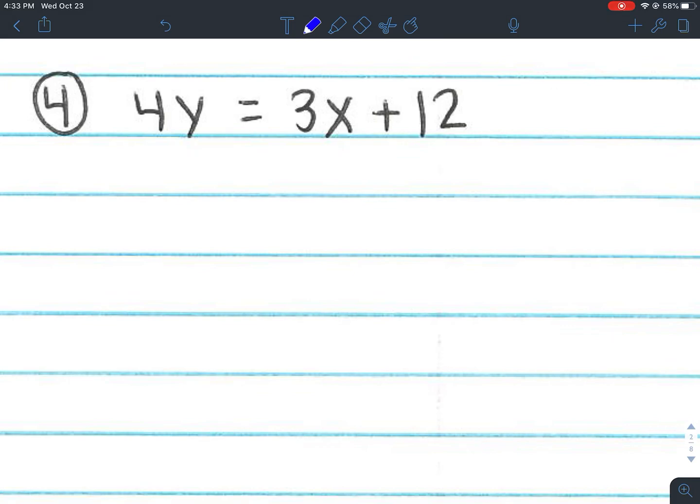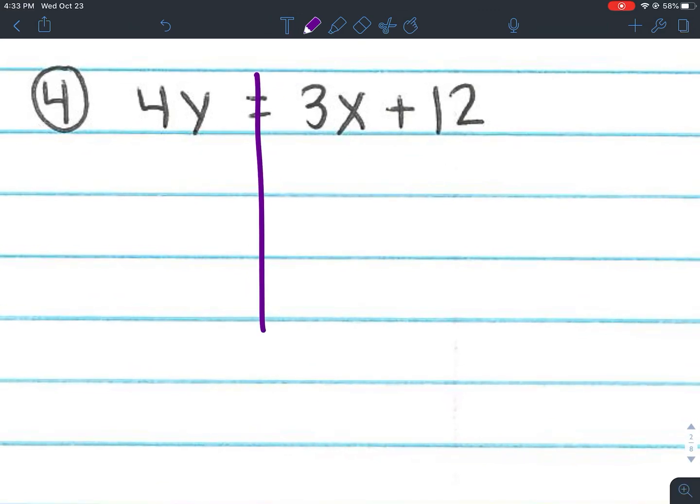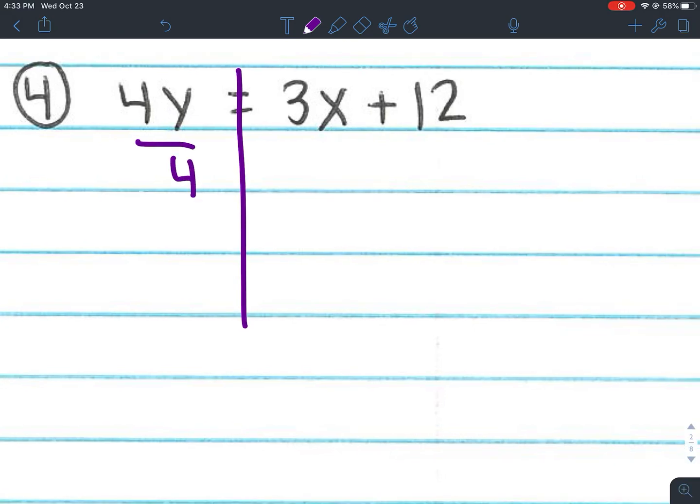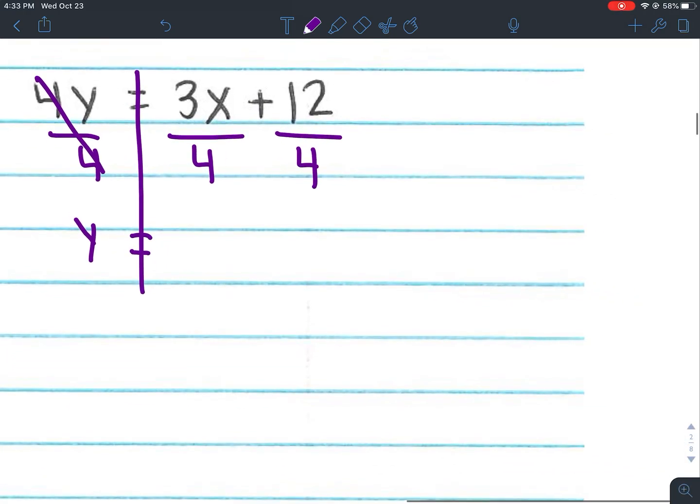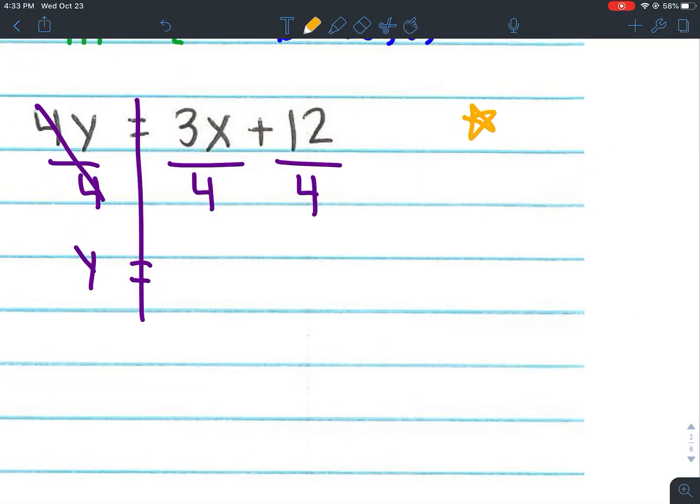Okay. Moving on to number 4, we have 4y equals 3x plus 12. Again, here we don't have y by itself, so I'm going to have to solve this one like an equation. So I'm going to go ahead and draw the line down the middle. Now 4 and y are connected by the operation of multiplication. 4 is being multiplied to y. So in order to get rid of the 4, we have to do the opposite by dividing by 4. And once you divide by 4, you have to divide everything by 4, because anything you do to one side, you have to do to the other side. So on the other side, I'm going to divide this by 4, and I'm going to divide the other term by 4 as well. 4 divided by 4 is 1, so they cancel, and I have y equals.